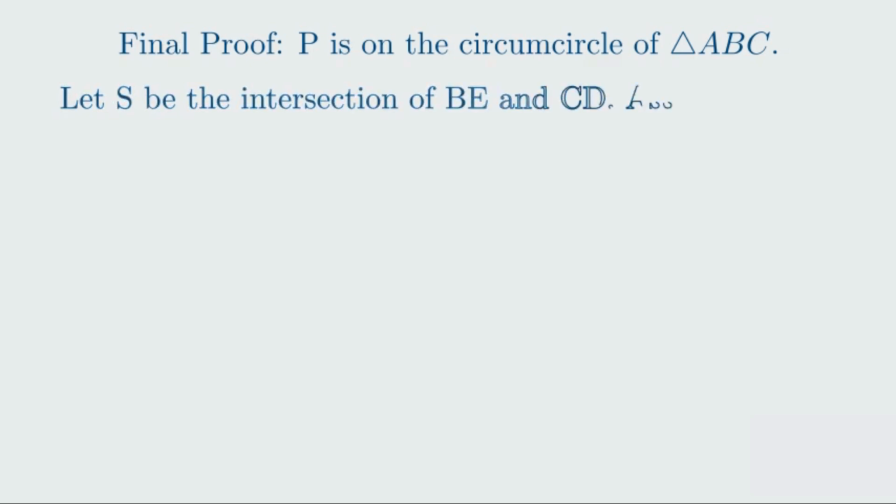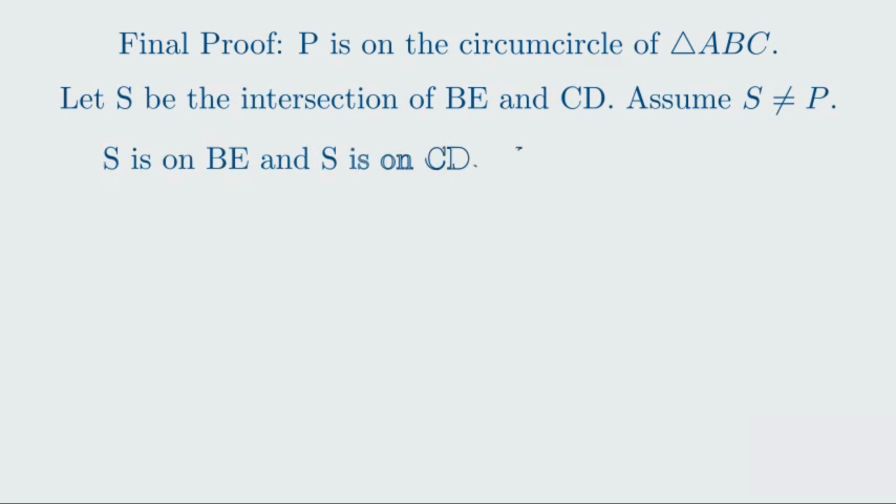We've built up to this point. In this final scene, we'll use the fact that P is equidistant from BE and CD to prove it lies on the circumcircle of triangle ABC. The learning objective for this scene is to conclude the proof by connecting the equidistant property to the condition for a cyclic quadrilateral. Let's assume, for the sake of contradiction, that the intersection point of BE and CD is not our point P. Let's call the actual intersection point S.